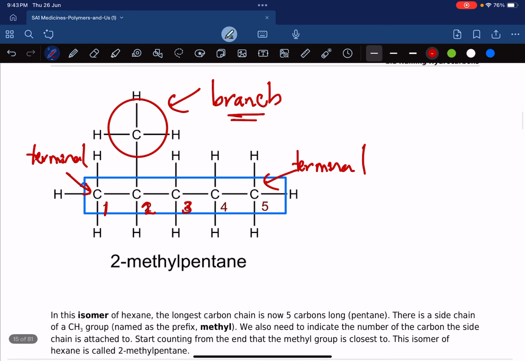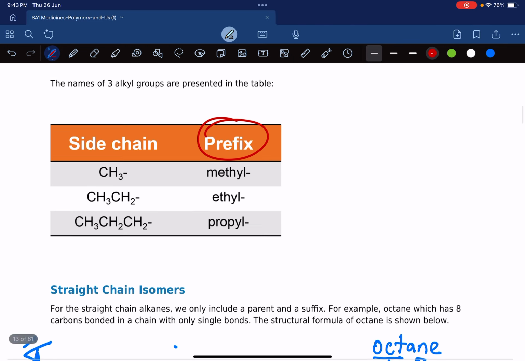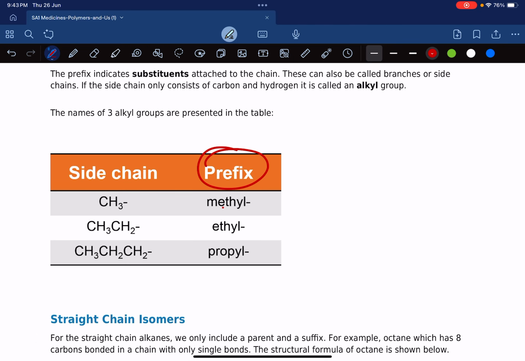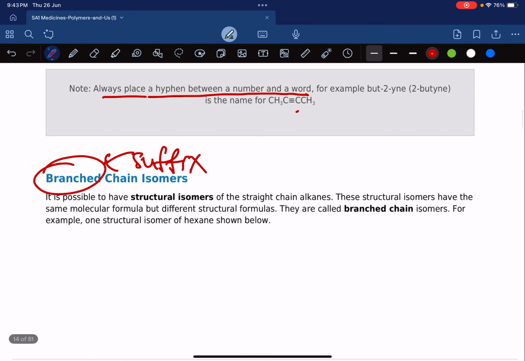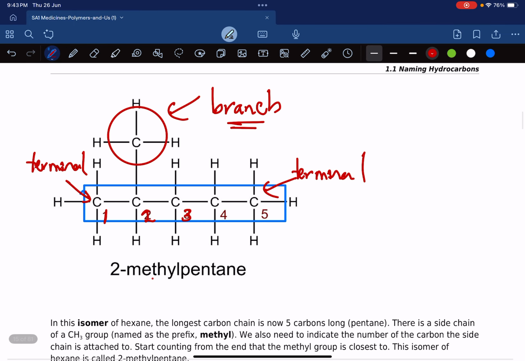So now that we know the name is called pentane because it's 5, and it's an alkane, so it's pentane. This is the branch, and if you come back here, you notice the branch with CH3 is called methyl. So we put the word methyl, and we put a 2 to tell everybody that the methyl is at number 2. Methyl is at number 2. So please remember number and letter hyphen. So now I know there is a methyl group and it's at position number 2 in the pentane. That's how we do this.